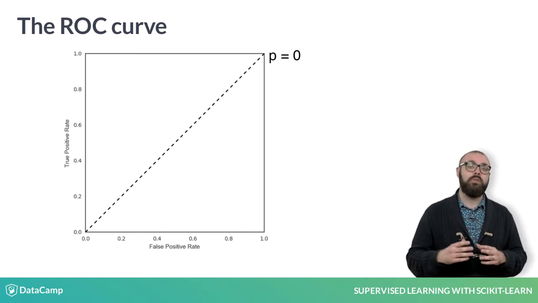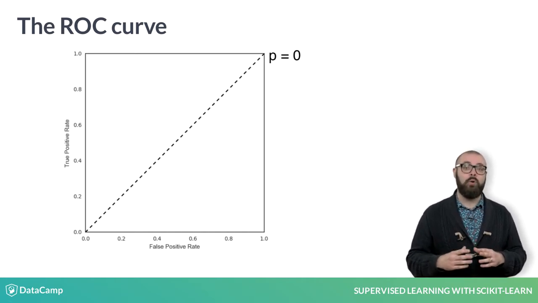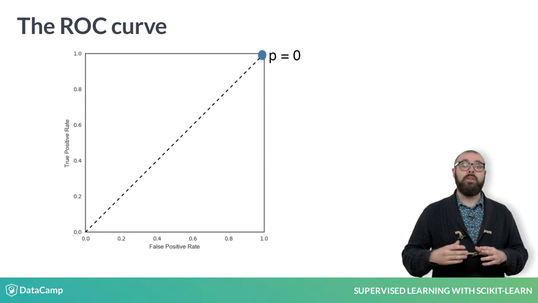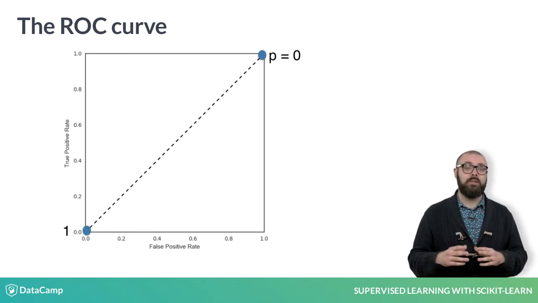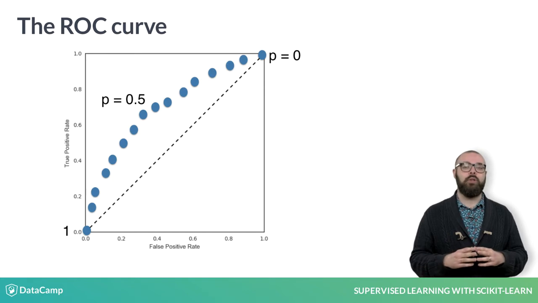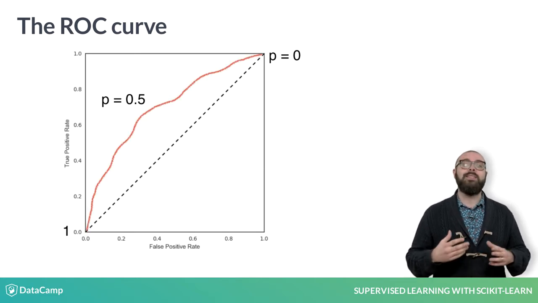When the threshold equals 0, the model predicts 1 for all the data, which means the true positive rate is equal to the false positive rate is equal to 1. When the threshold equals 1, the model predicts 0 for all the data, which means that both true and false positive rates are 0. If we vary the threshold between these two extremes, we get a series of different false positive and true positive rates. The set of points we get when trying all possible thresholds is called the receiver operating characteristic curve, or ROC curve.